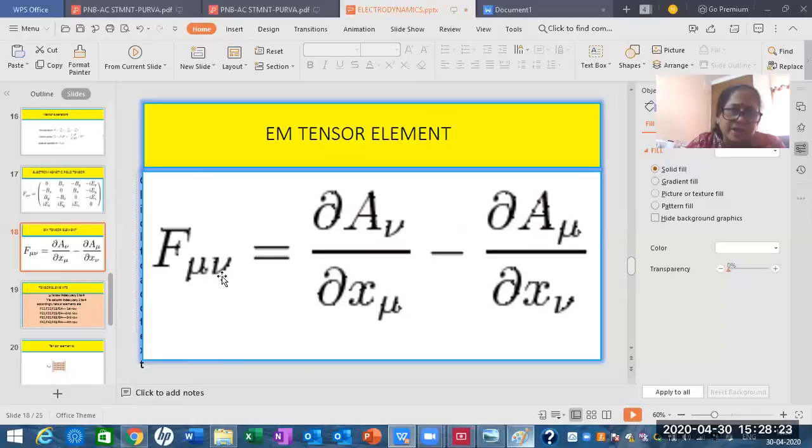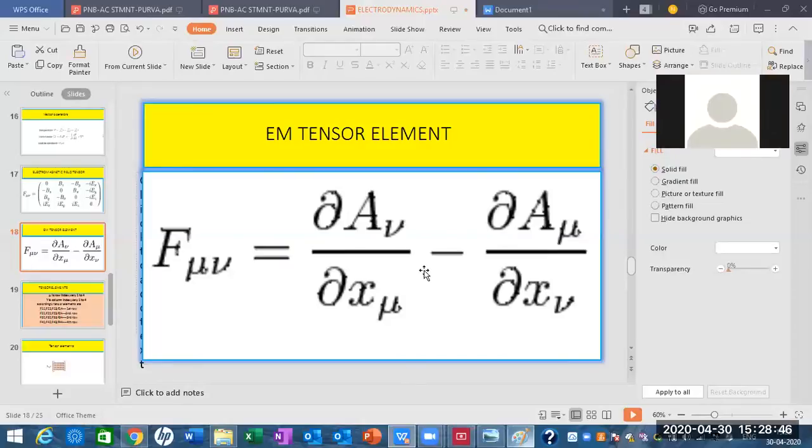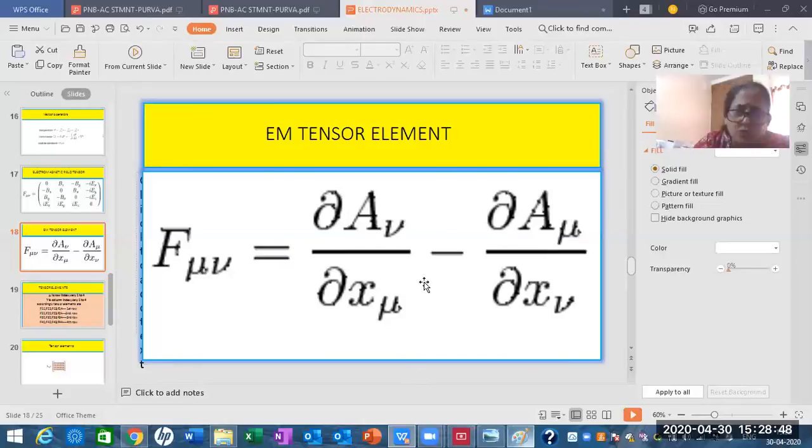Now come to the second index. So second index, here is 1 nu and here is nu. So this is ∂A1 divided by ∂x1 minus ∂A1 divided by ∂x1. What's its value? It is the same thing. This minus this, so the value will become 0. Okay. So similarly, it is very easy. Once you understand, you can do it by yourself.